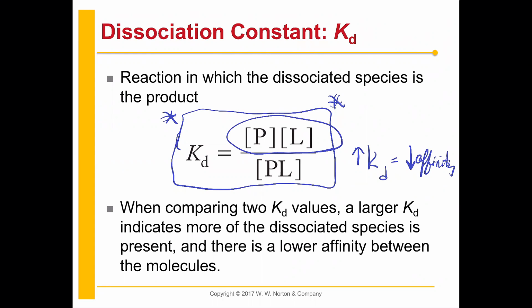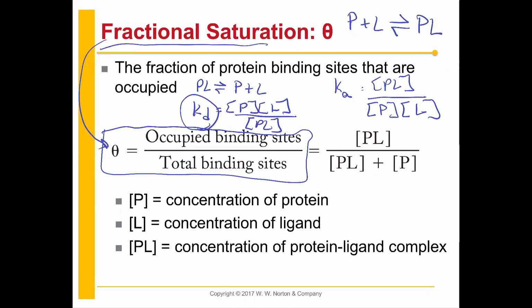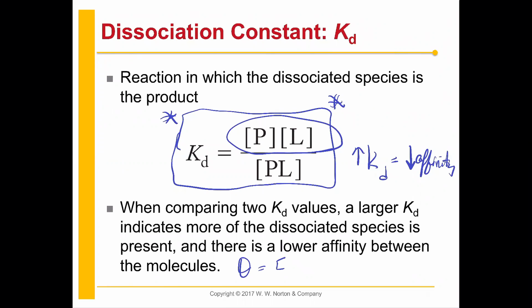So you can mathematically combine these 2 equations. I'm not going to go through the math. I'm just going to tell you, and you're going to have to trust me, that when we combine our fractional saturation equation and our KD, what we're going to end up with is the concentration of our ligand over the concentration of ligand plus KD. Okay, so why is this important?